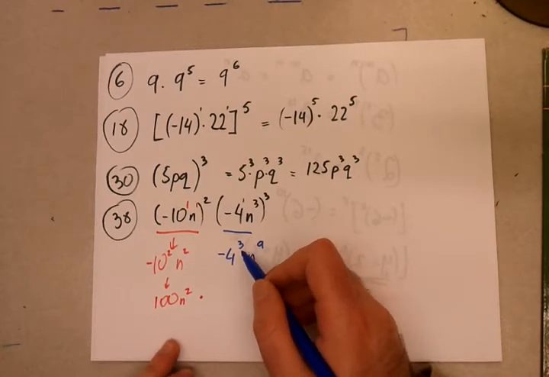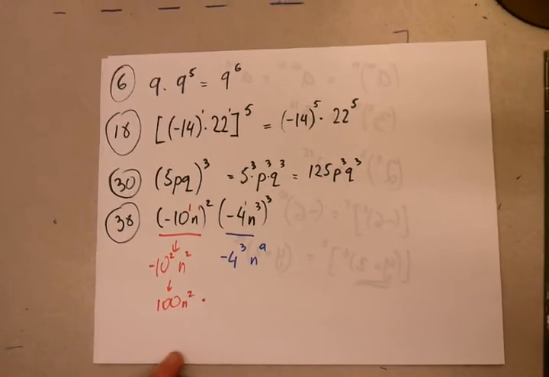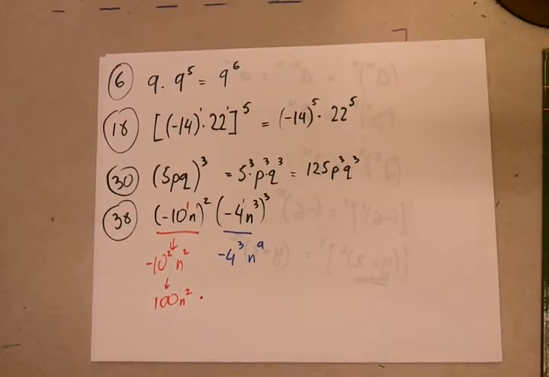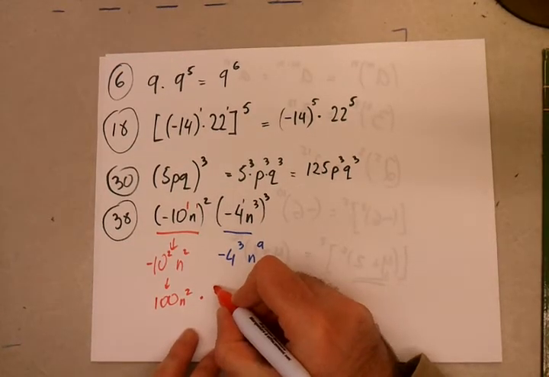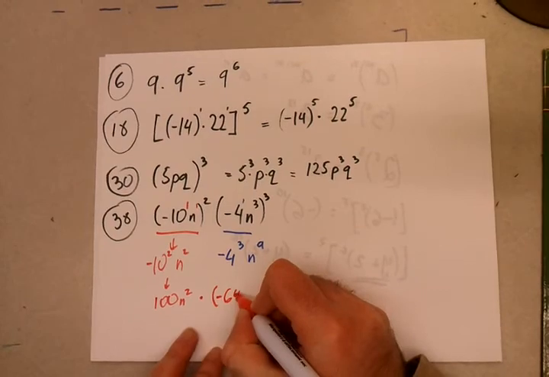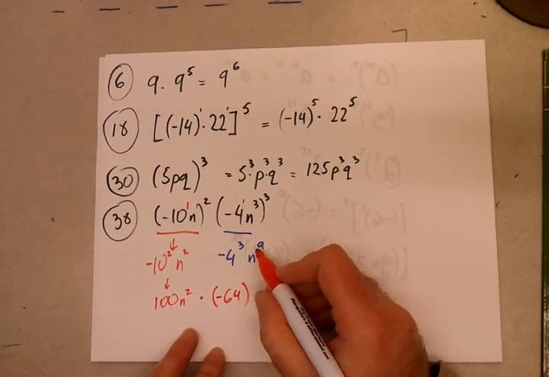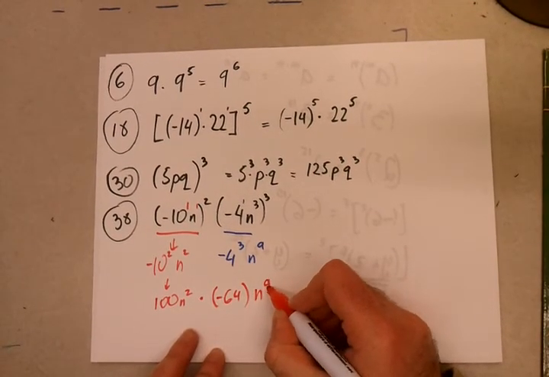negative 4 to the third power. Again, we can simplify that by going 4 times 4 times 4, or negative 4 times negative 4 times negative 4. So negative 4 times negative 4 is a positive 16. Positive 16 times negative 4 is a negative 64. And then n to the 9th.